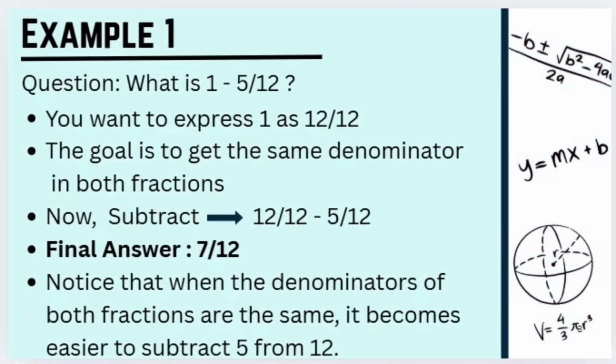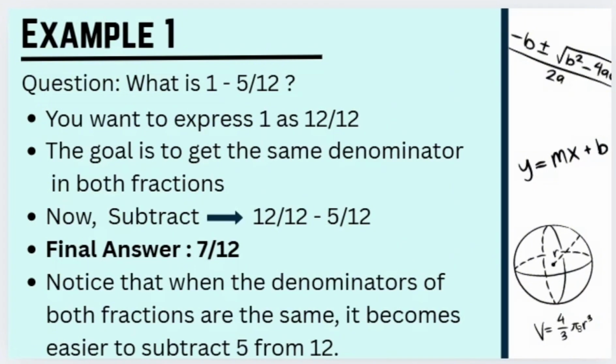Now let's look at this example. Of course, this is a basic one, and the question says, what is 1 minus 5 on 12? Now you want to express 1 as 12 on 12, because when you write it as 12 on 12, it's still 1. Now why do we want to do that?